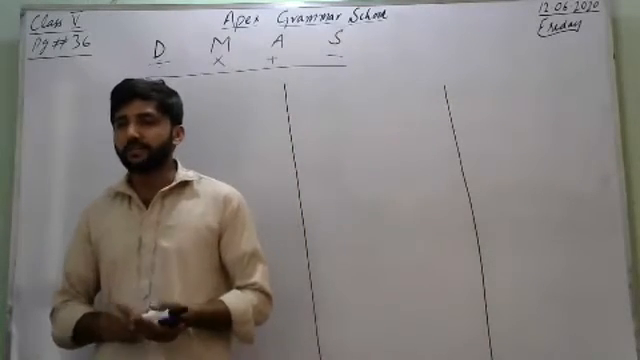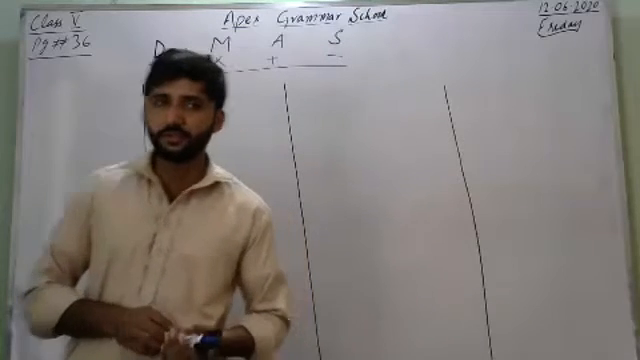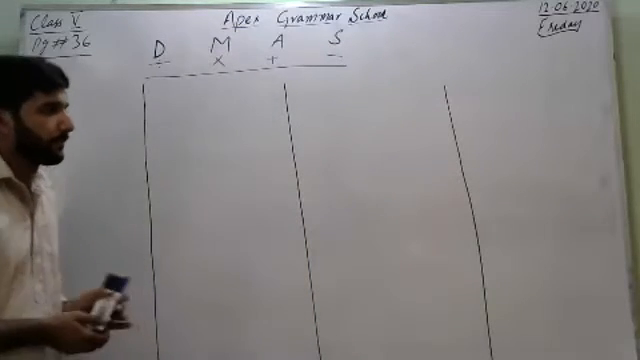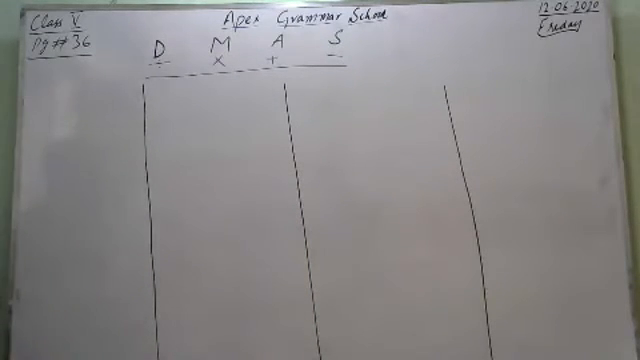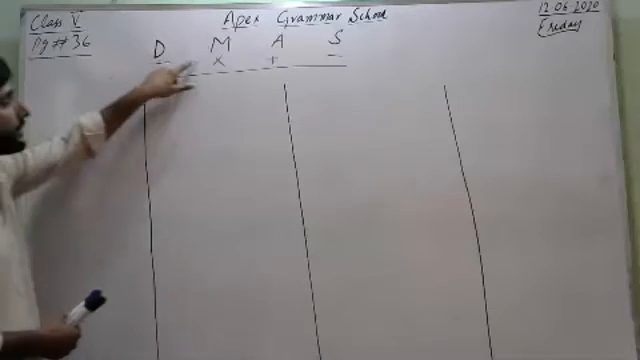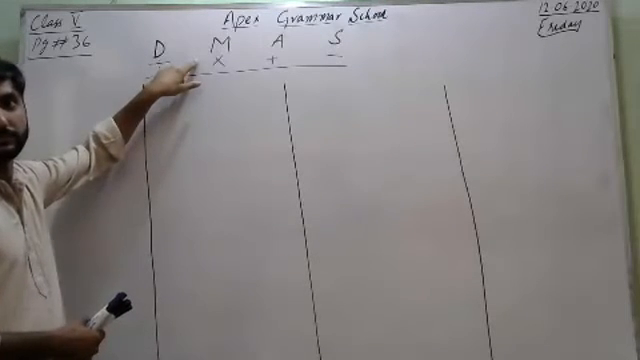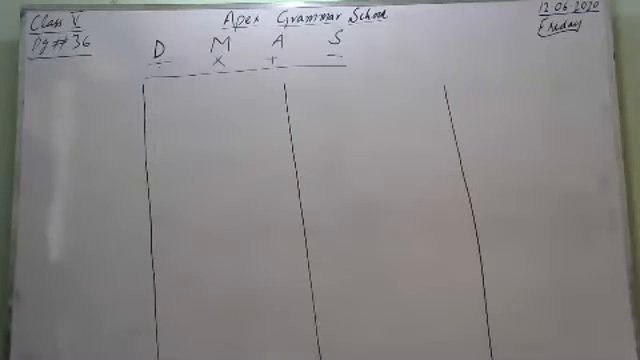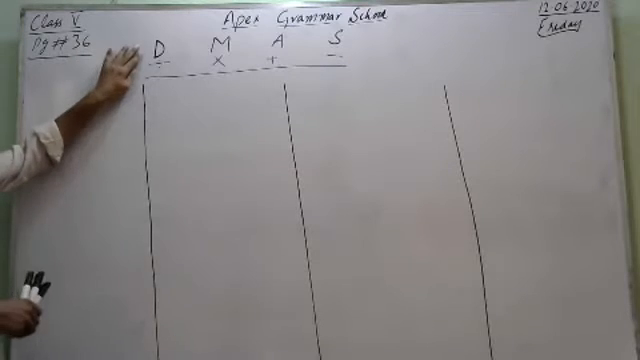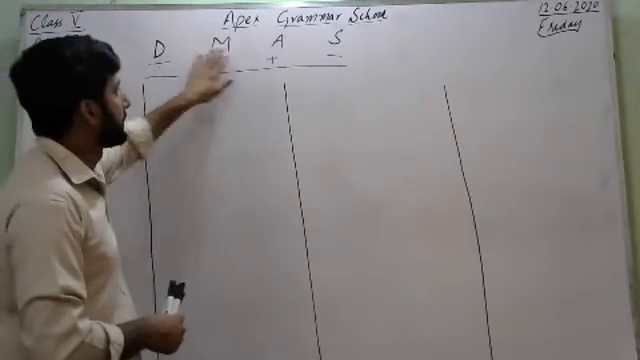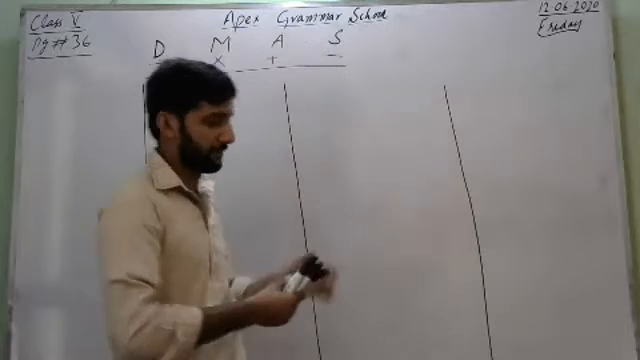Students, in our previous lecture we have started order of operations. Means if multiple operations are given in a single question, how can we solve that? First of all, we have to do division, then multiplication, then addition, and then subtraction.